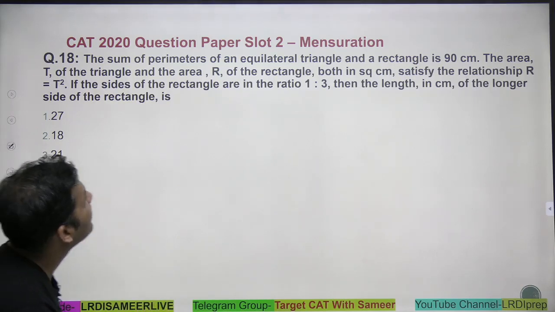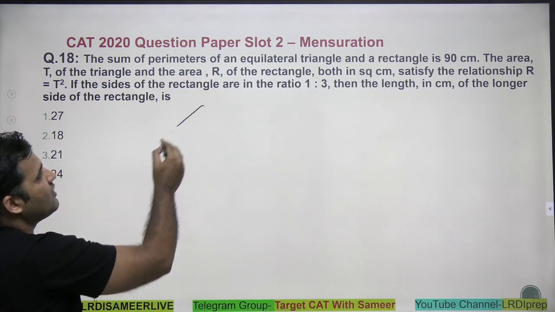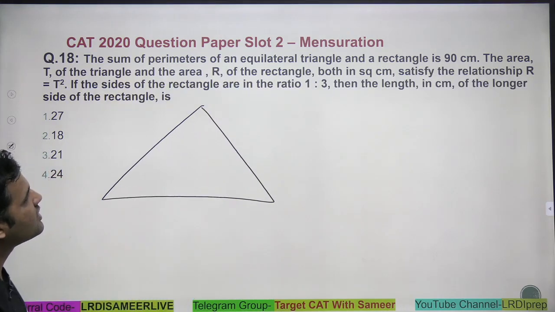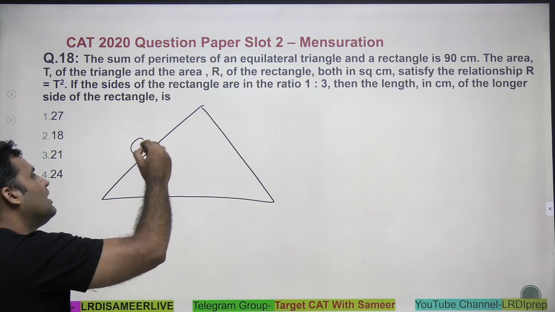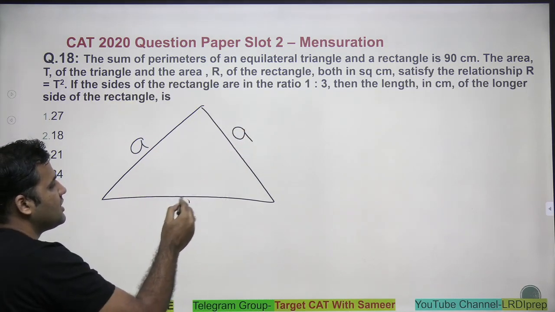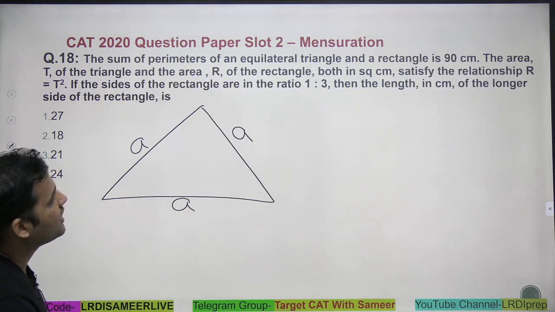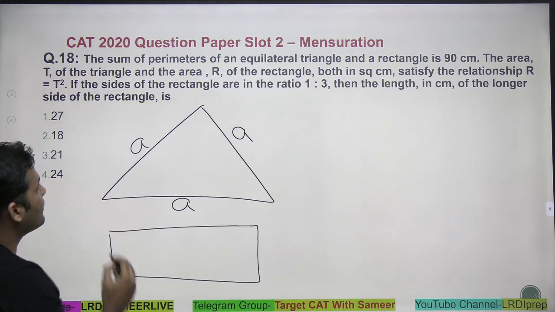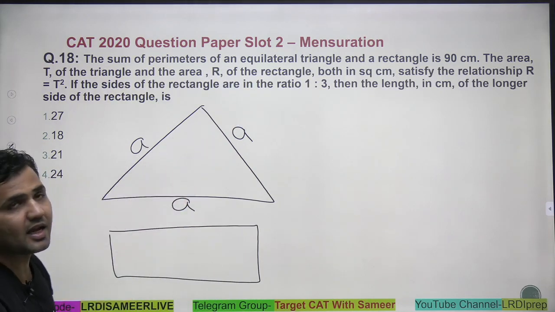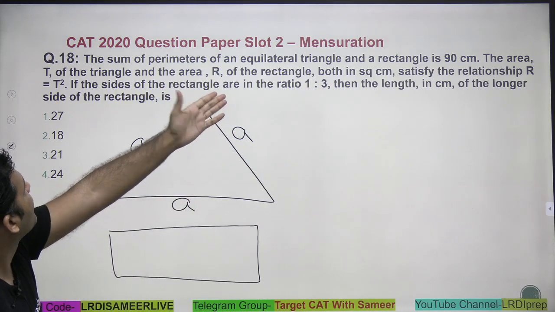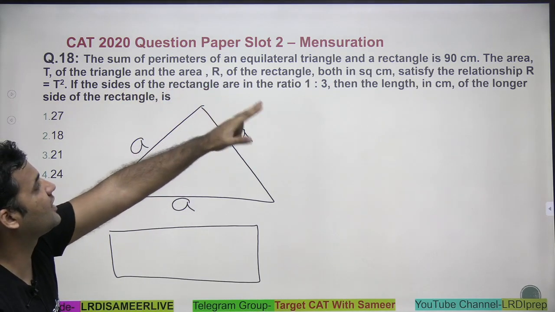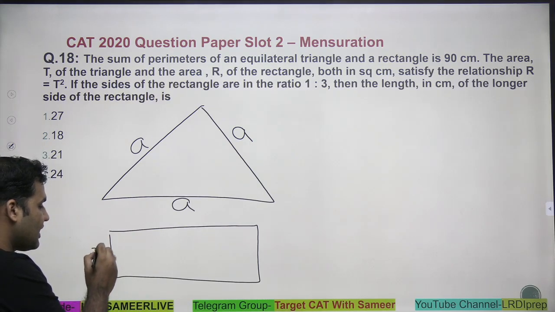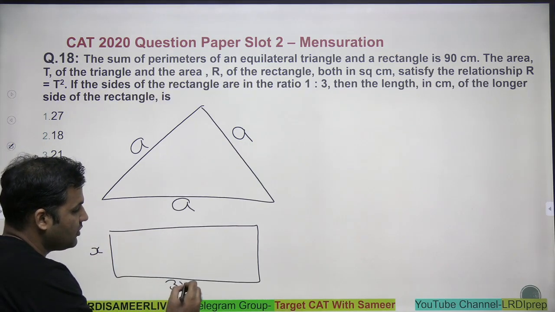Question number 18. The sum of the perimeters of an equilateral triangle and a rectangle is 90 centimeters. So this is an equilateral triangle. Let's assume that all 3 sides of the equilateral triangle are a, and also there is a rectangle, where, if you read the next line, you will get to know the sides of the rectangle are in the ratio 1:3. That means if this side is x, then this side will be equal to 3x.